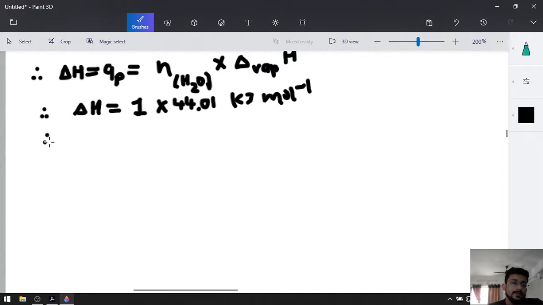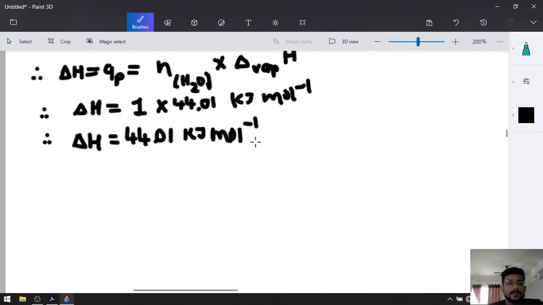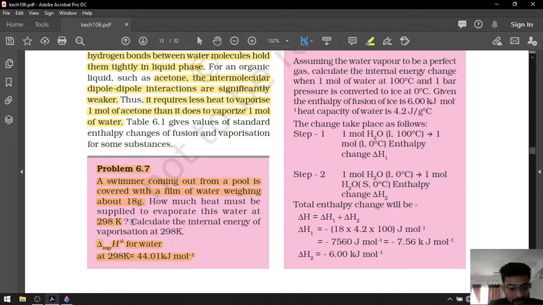So, the answer will be simply 44.01 kilojoule mole inverse. Now, they told us to calculate the change in internal energy also.